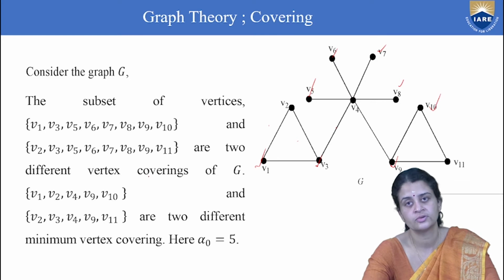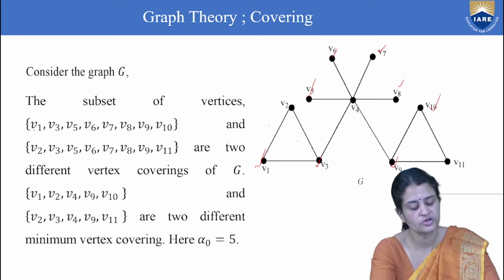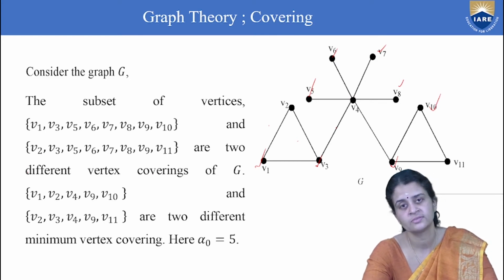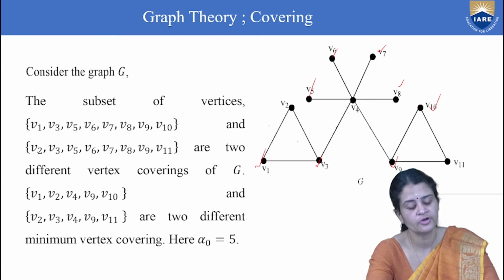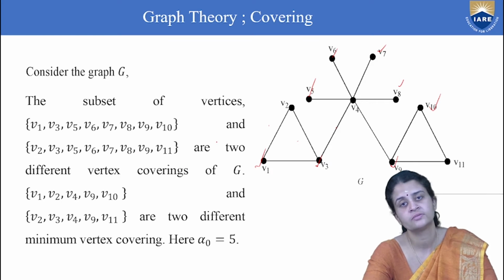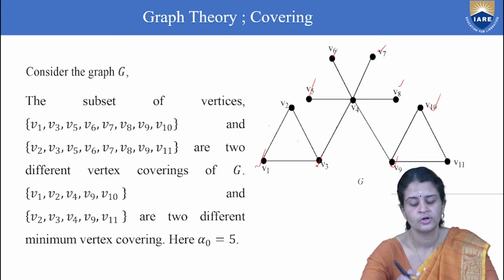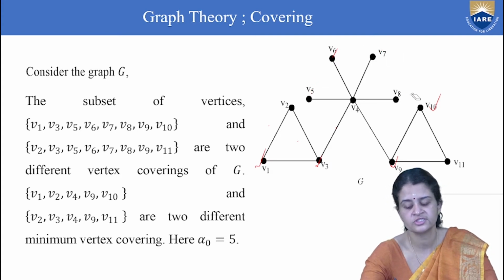Similarly, we can take a different set of vertices: V2, V3, V5, V6, V7, V8, V9, V11. That also is a covering of this graph. But is it a minimal covering? No. Because if we take the vertex V4 itself, it covers all these edges.